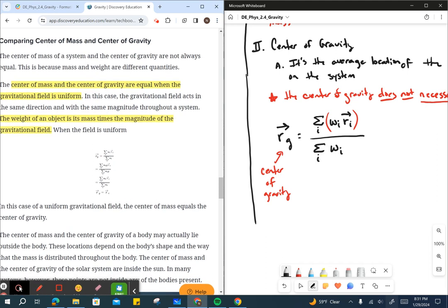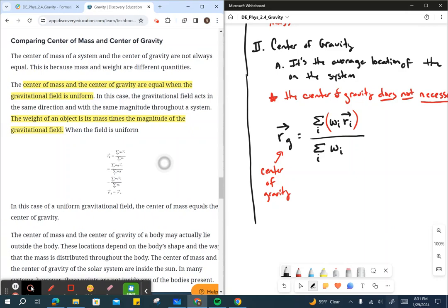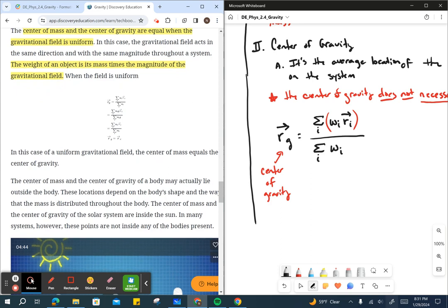The center of mass and the center of gravity are equal when the gravitational field is uniform. That's the only time when those two things are equal, is when there is a uniform gravitational field acting on this, okay? We'll go ahead and clear that. The weight of an object is its mass times the magnitude of the gravitational field. We already talked about this. This can vary, right? Depends on what planet you are on.